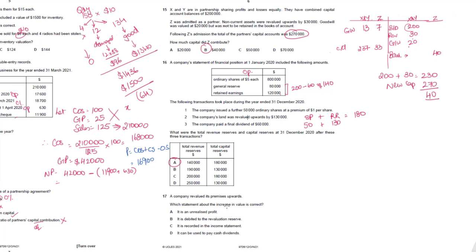A company revalued its premises upwards. Which statement about the increase in value is correct? It is an unrealized profit, which is correct. It is debited to revaluation reserve. No. It is credited to revaluation reserve. It is recorded in the income statement. No. It is not transferred to income statement. It can be used to pay cash dividends. Again, no. So 17A.